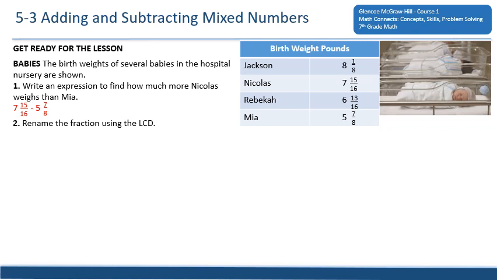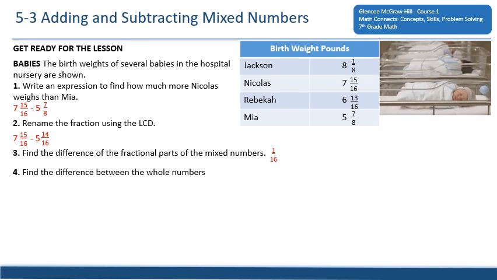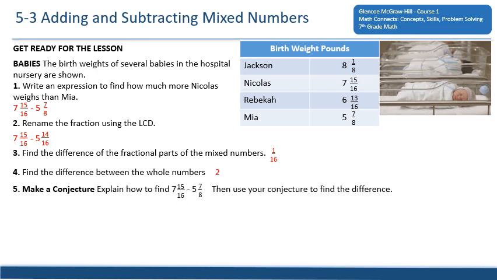Rename the fraction using the least common denominator. So we have to change 7/8 to have a denominator of 16. In order to do that, we need to multiply 8 by 2, so we'll multiply 7 times 2 as well. And we'll rename the subtraction problem 7 15/16 minus 5 14/16. Then find the difference of the fractional parts of the mixed numbers: 1/16. And find the difference between the whole numbers: 7 minus 5 is 2.